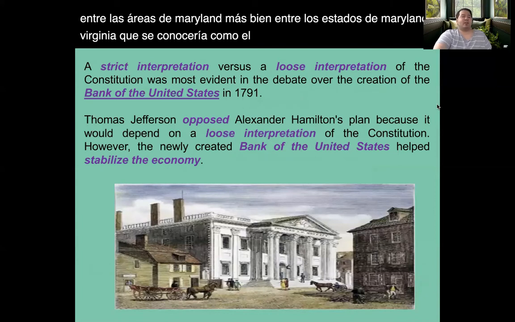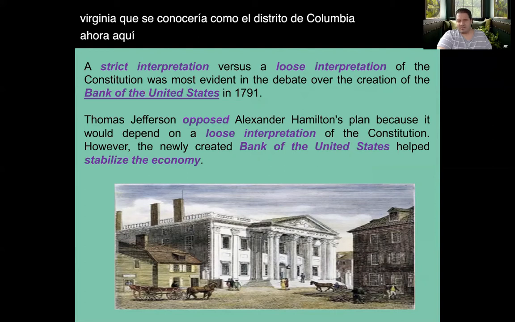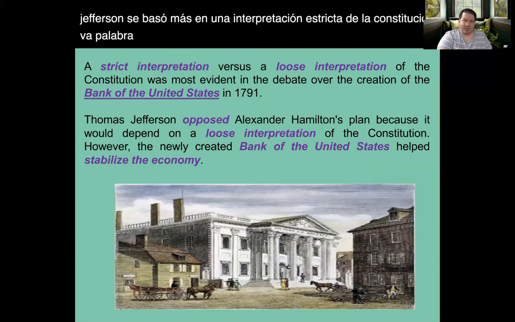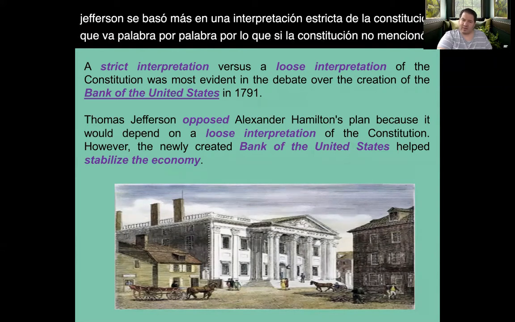Now, here's where Hamilton and Jefferson differ. Jefferson relied more on a strict interpretation of the Constitution, going word for word. So if the Constitution did not mention the government having that power, then the government did not have that power.